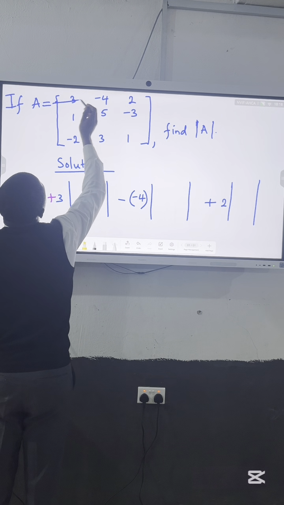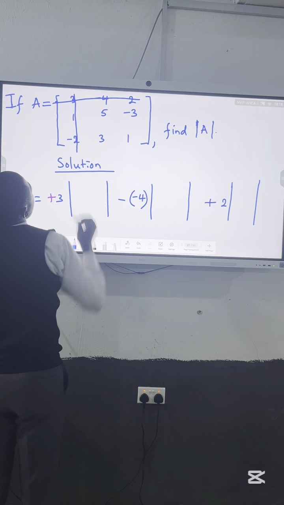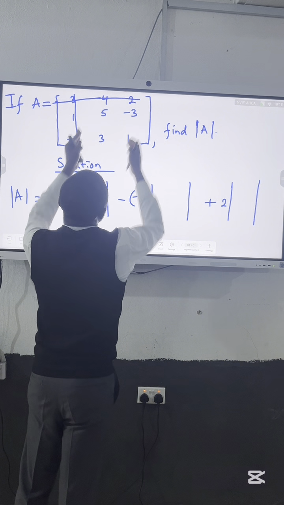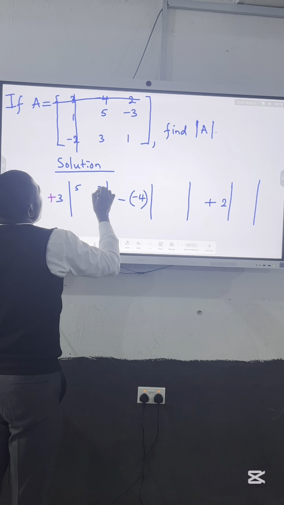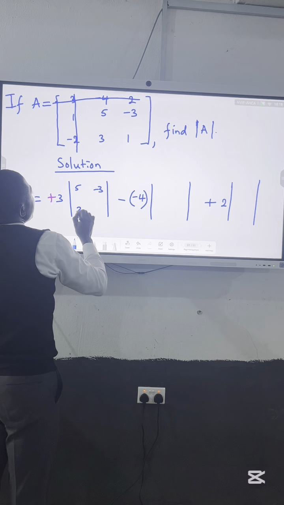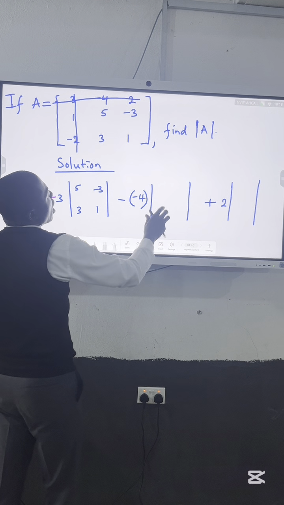This place is leading to 3. Block this place. This place, column, is leading to 3. Block it. This remaining element, collect it and fix them here. So if you do that, you're going to have 5 minus 3. We have 3, 1.